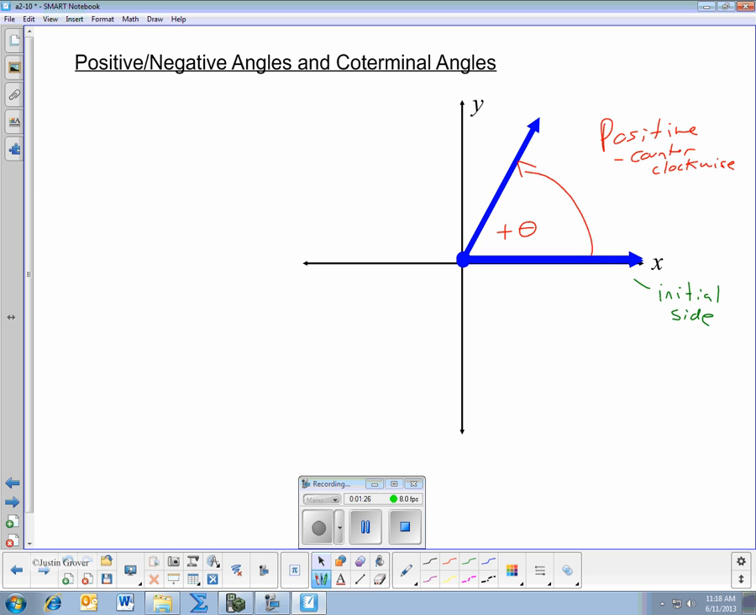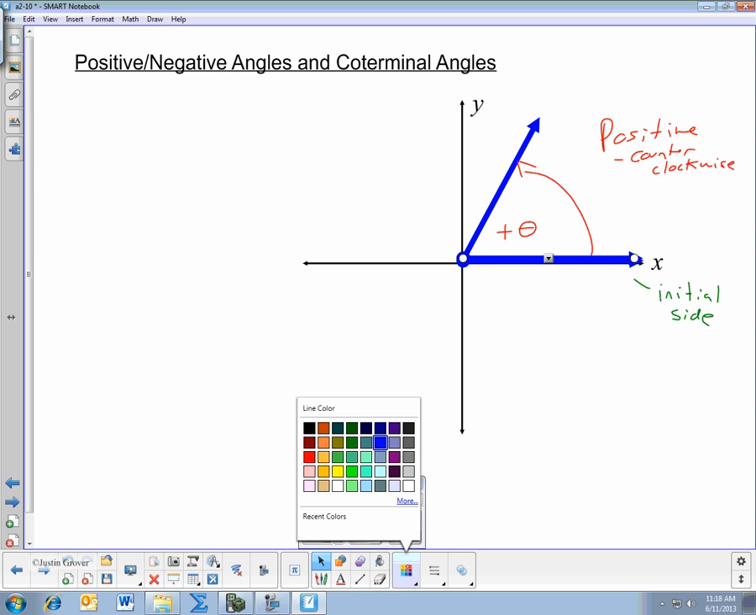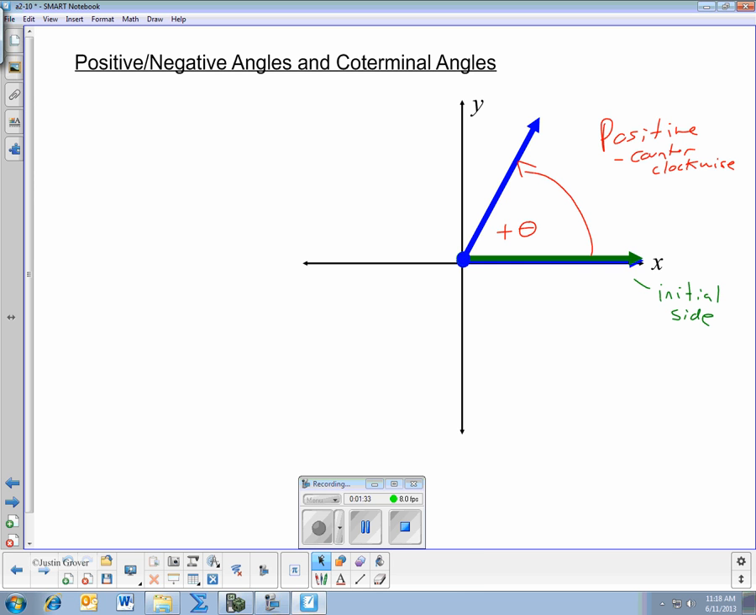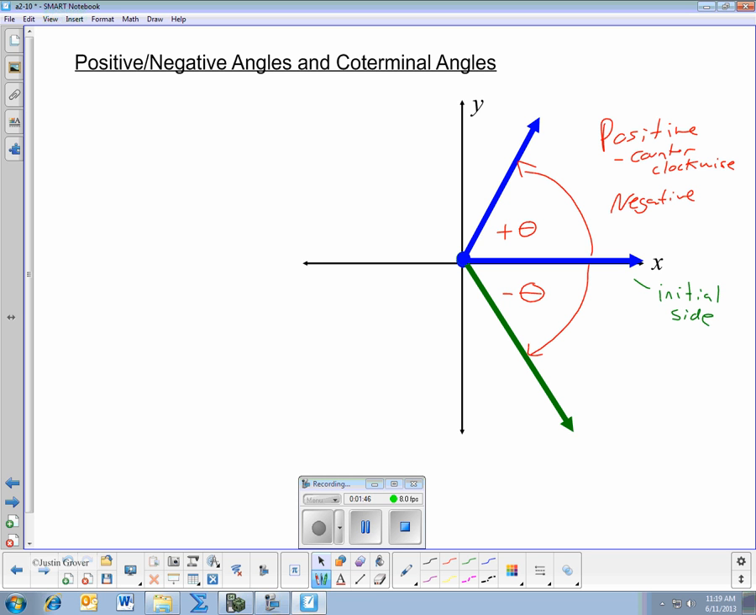And a negative angle, let me change the color of that so you can really tell the difference between them. A negative angle goes this way, and that opens clockwise, so that would be a negative theta. But they always start at the positive x-axis. That's the initial side.